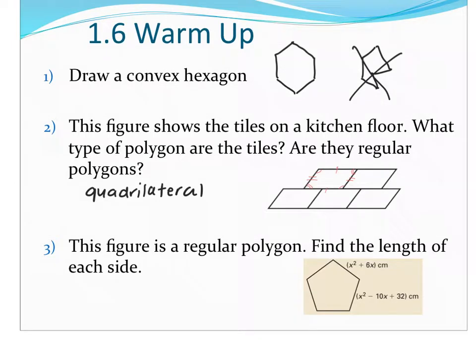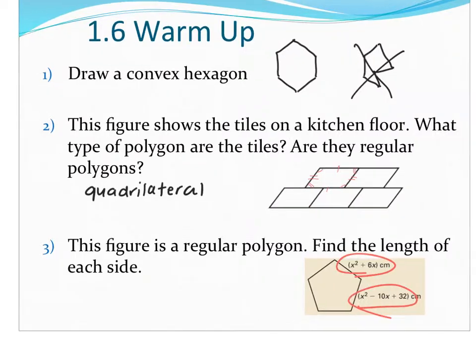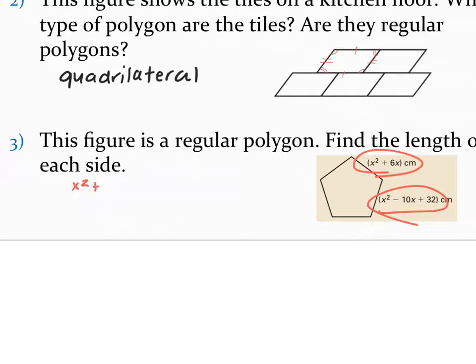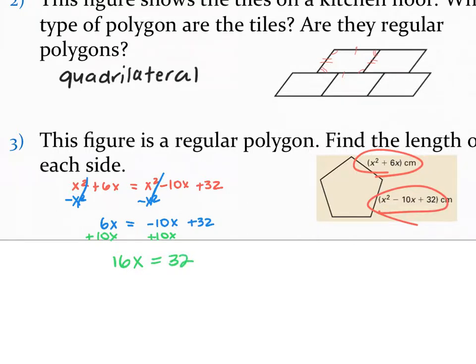And then number 3 says this figure is a regular polygon. Find the length of each side. So if it's regular, we just said it means all the sides and the angles are the same, which means this would equal this. So I say x squared plus 6x equals x squared minus 10x plus 32. Subtract the x squared from both sides. It's going to cancel out. 6x equals negative 10x plus 32. Add the 10x. 16x equals 32. And then divide both sides by 16. And I get x is 2. Is that my answer?